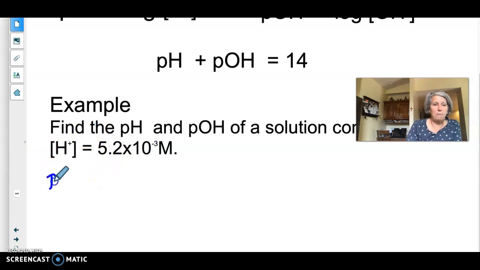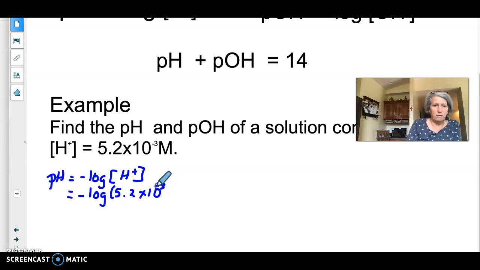So we know that pH is equal to the negative log of the hydrogen ion concentration. So what I'm going to do is take the negative log of 5.2 times 10 to the negative 3. And there's a negative there. And I'm going to punch that into my calculator.